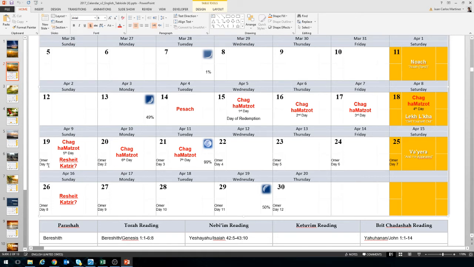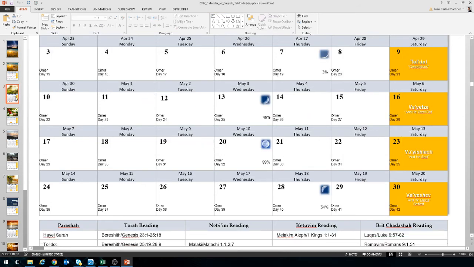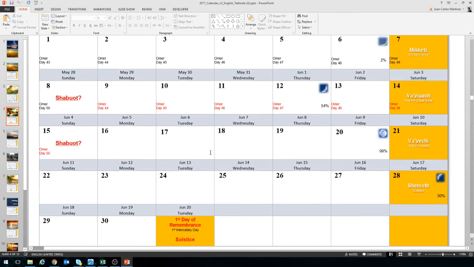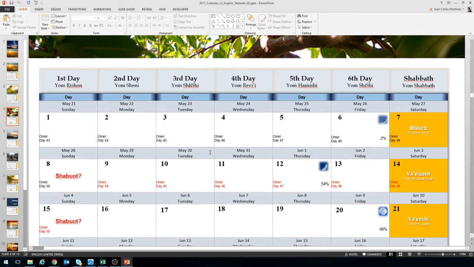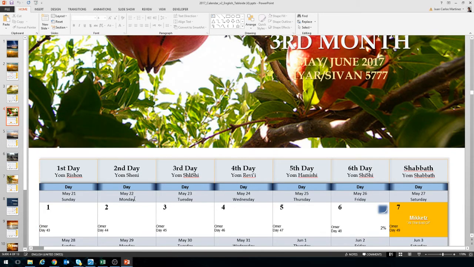Anyways, I started the Omer count, and the Omer count is the 49 days, or 7 weeks, or 7 Shabbats that we need to count between Reshit Katsir and Shavuot. And you know that on the 50th day, Shavuot has to be celebrated. So I started the Omer count on the 19th, and it moves forward into the next month. So you can see over here day 42, and in the third month is when Shavuot should be celebrated.